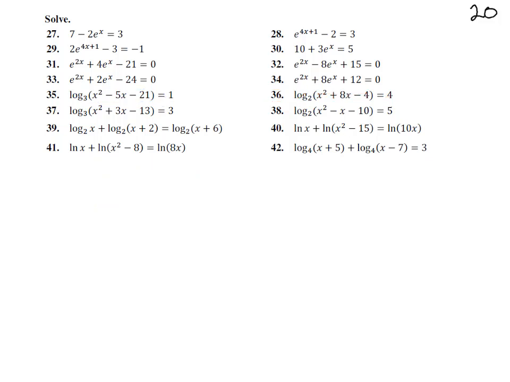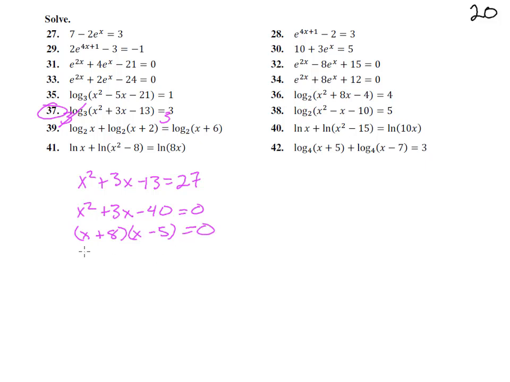Great. Number 37. So we're going to exponentiate by 3 on both sides to undo the log, and we get x squared plus 3x minus 13 equals 3 to the third power, which is 27. This is a quadratic. We've got to get it equal to 0. Subtract 27 from both sides. We get x squared plus 3x minus 40 equals 0. That factors into x plus 8 and x minus 5. Is that right? It is. So we get x equals negative 8 and x equals positive 5. Good. And that will give us the numbers that give us 27 in here. So log base 3 of 27 will indeed equal 3.